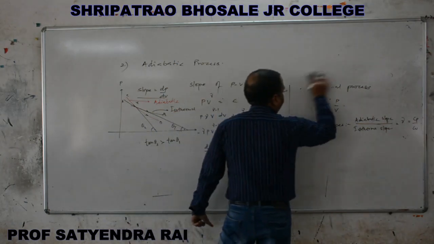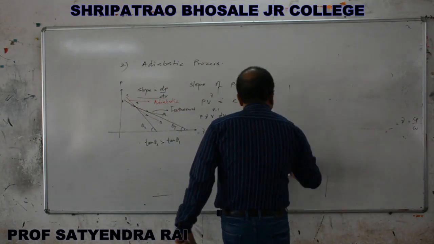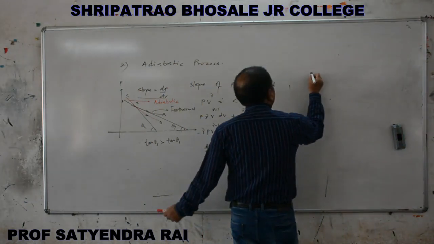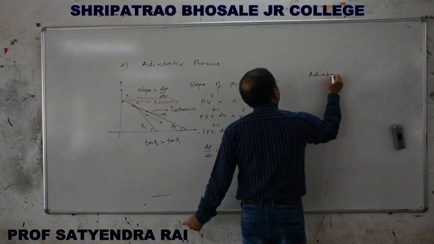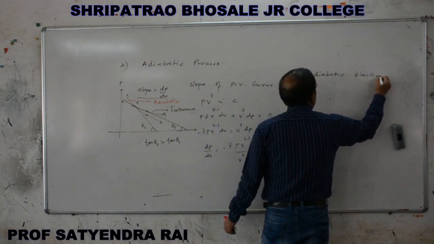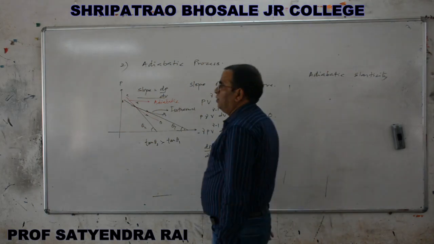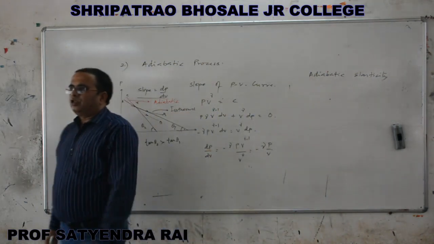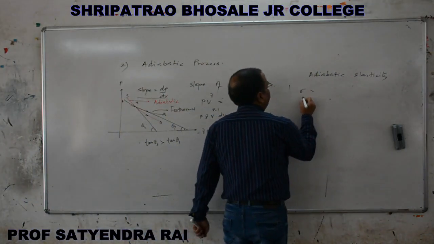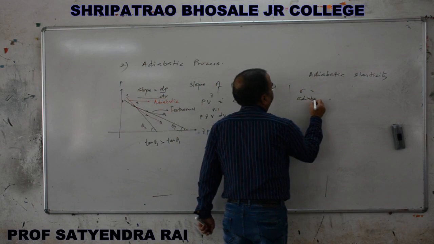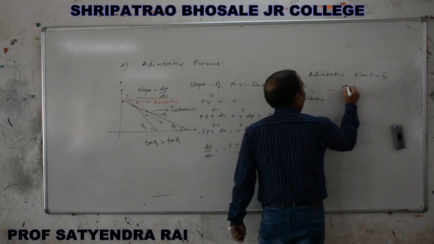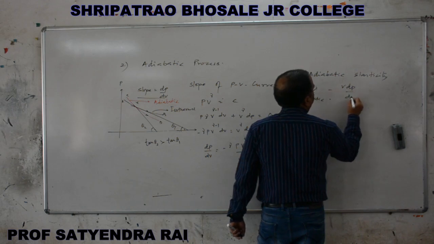And similarly, we can go for elasticity, that is thermal elasticity in an adiabatic process. So this is called adiabatic elasticity. What will be the elasticity of the system? Thermal elasticity in case of adiabatic processes. During an adiabatic process, we know that sigma is nothing but minus of V dP upon dV.